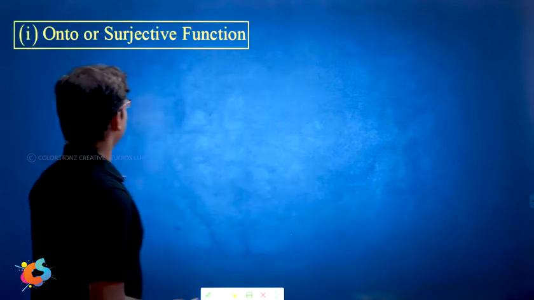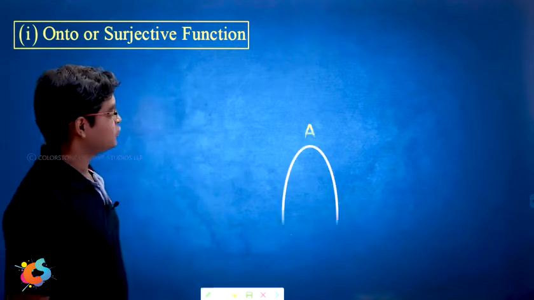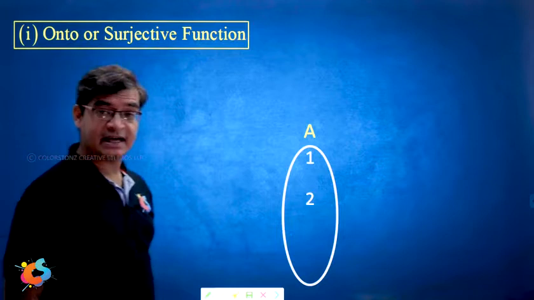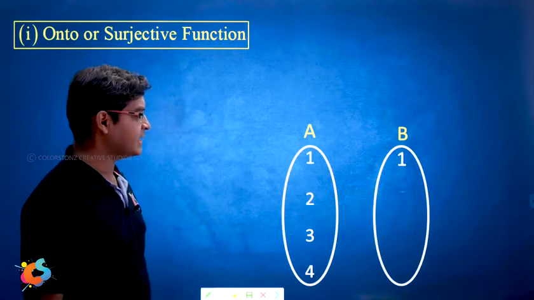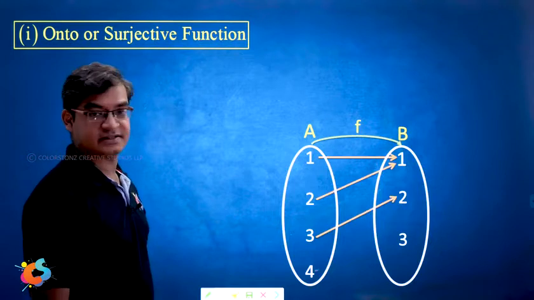Hello students, now let us take the first type of function, and that is called onto function or surjective function. So these are two different names of one type of function. To understand this function, let us take two sets, set A and set B, and under F, let's say the mapping is like this.